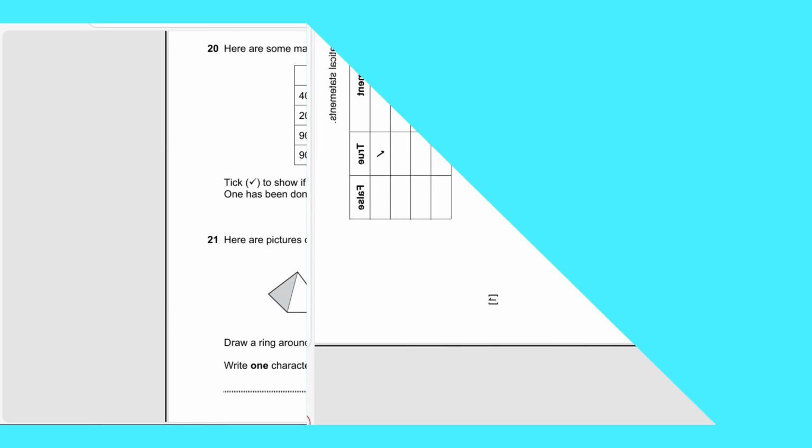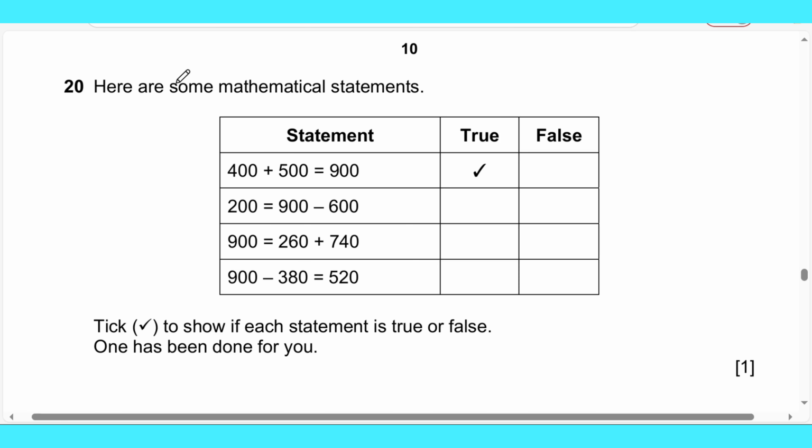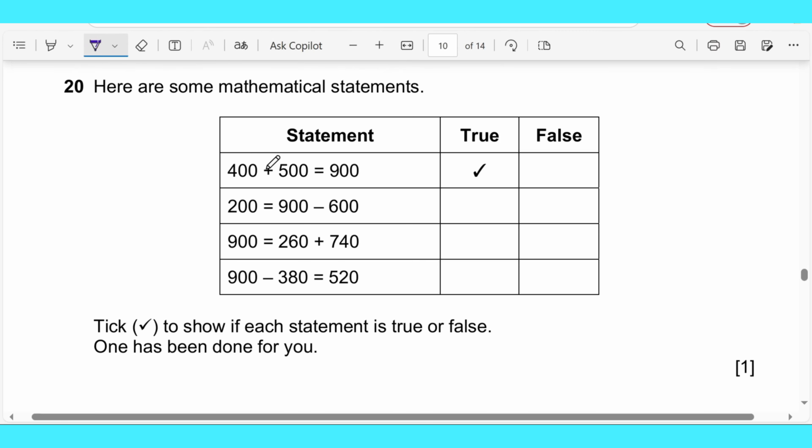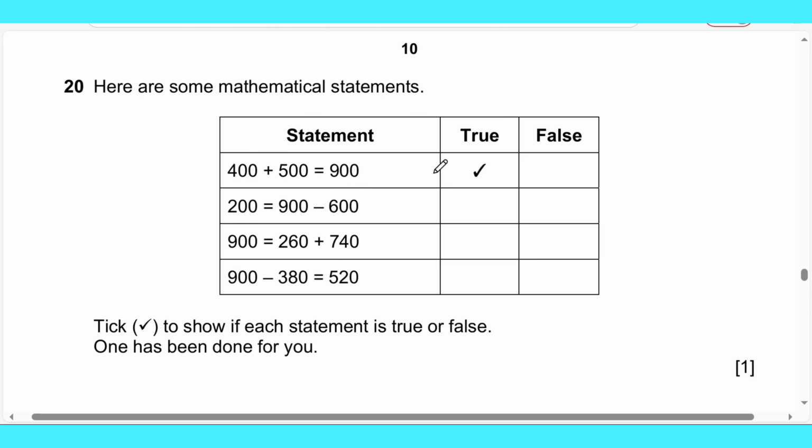Number 20. Okay guys, number 20, here are some mathematical statements. 400 plus 500 equals 900. You have to state whether it's true or false. Second is 200 equals 900 minus 600, or 900 equals 260 plus 740, or 900 minus 380 equals 520. Tick to show if each statement is true or false. One has been done for you.